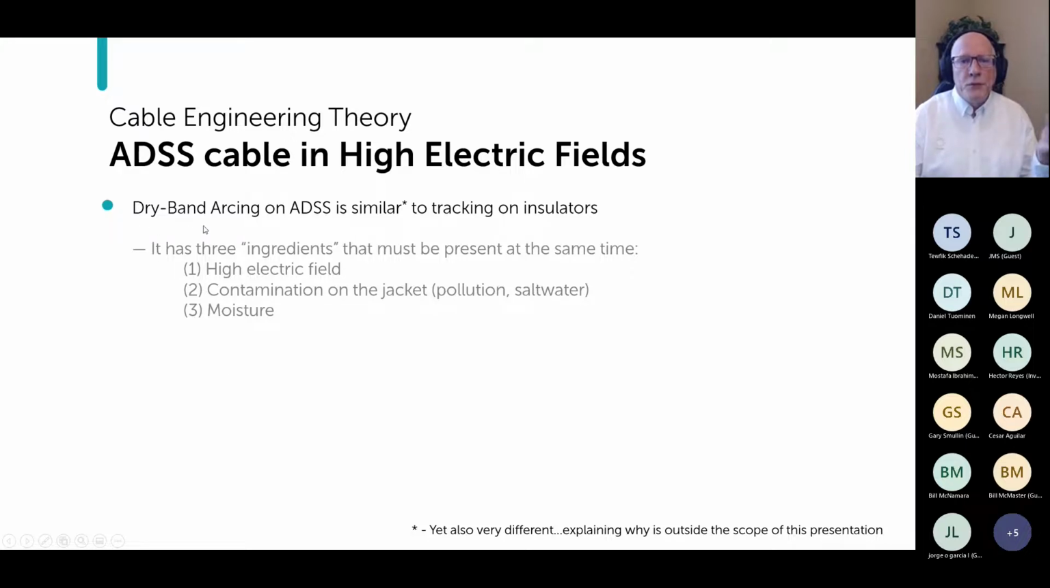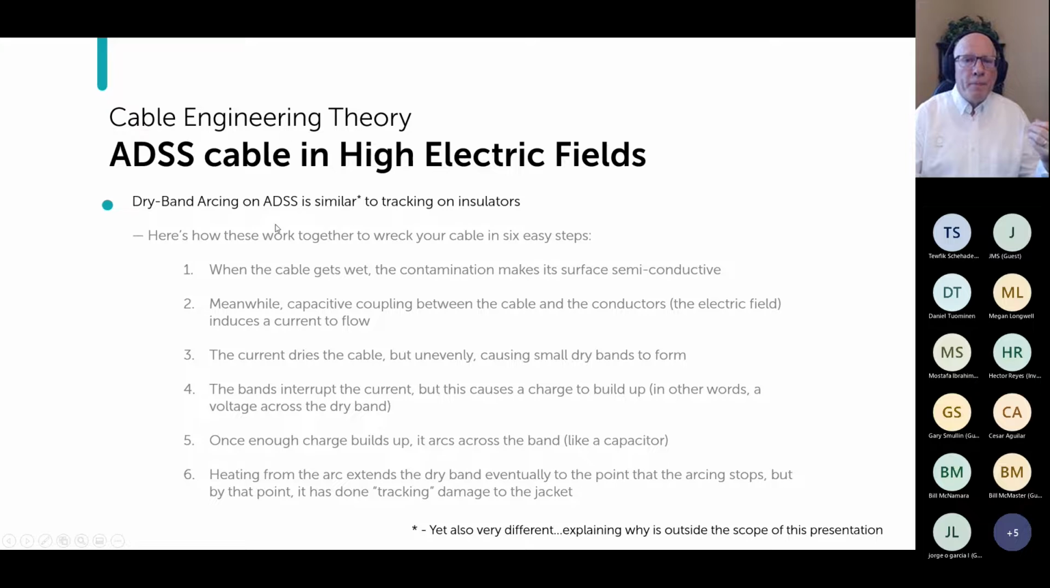So it has three ingredients. You've got to have all three at the same time to have dry band arcing occur. You've got to have that high electric field. You've got to have contamination on the jacket. So again, pollution or salt as a residue from salt water. And you've got to have moisture. And here's how that works together.